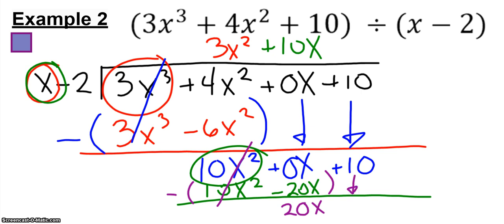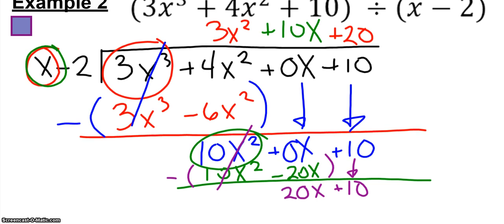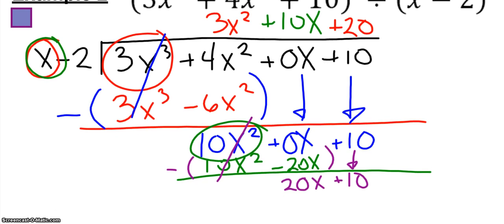Let's bring down the 10. All right. Now, last thing. Here we go. X times what would give us 20x? 20. So let's put that in there. 20 times x, like we said. Let's scroll down just a little bit. There we go. So 20 times x was 20x. And negative 2 times 20 is? Negative 40. Good job.